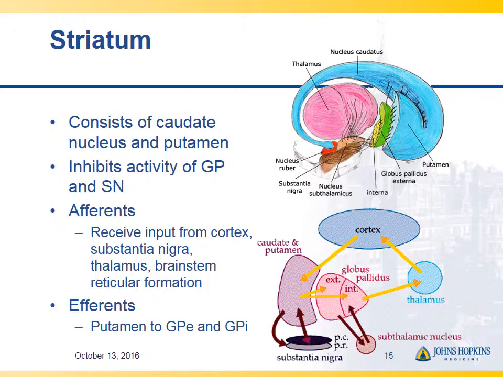The striatum consists of the caudate nucleus and putamen. The striatum inhibits activity of the globus pallidus and substantia nigra. The afferents receive input from the cortex, substantia nigra, thalamus, and brainstem reticular formation. The efferents are from the putamen to the globus pallidus externa and globus pallidus interna.